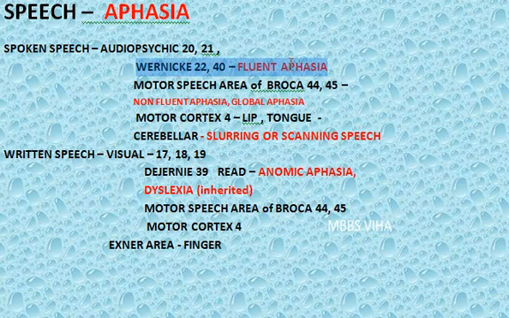So if Wernicke's area is affected, you will get fluent aphasia. If Broca's area is affected, you will get non-fluent aphasia. If both of these are affected, you will get global aphasia. Then if cerebellar dysfunction is there, you will have slurring of speech, scanning speech. Okay. Now in written speech, what are the disorders? Anomic aphasia because of Dejerine's area not being able to read, and then you have dyslexia, which is an inherited disorder, unable to read again. Fine? Good.